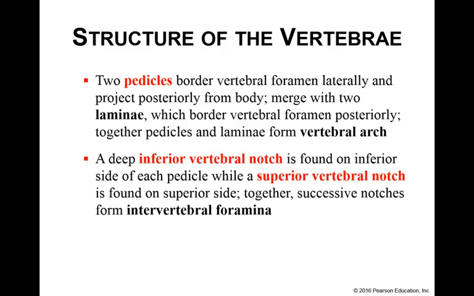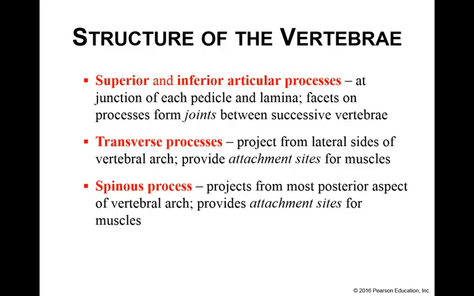There's also a deep inferior vertebral notch that's found on the bottom side of each pedicle. There's also a superior vertebral notch, which is found on the top or the superior side. Together, these notches form the intervertebral foramina, okay, which is a nice opening in the vertebrae. You have articular processes. You have both superior and inferior. This is at the junction for the pedicle and the lamina. The facets on the processes are able to form joints with each successive vertebrae.